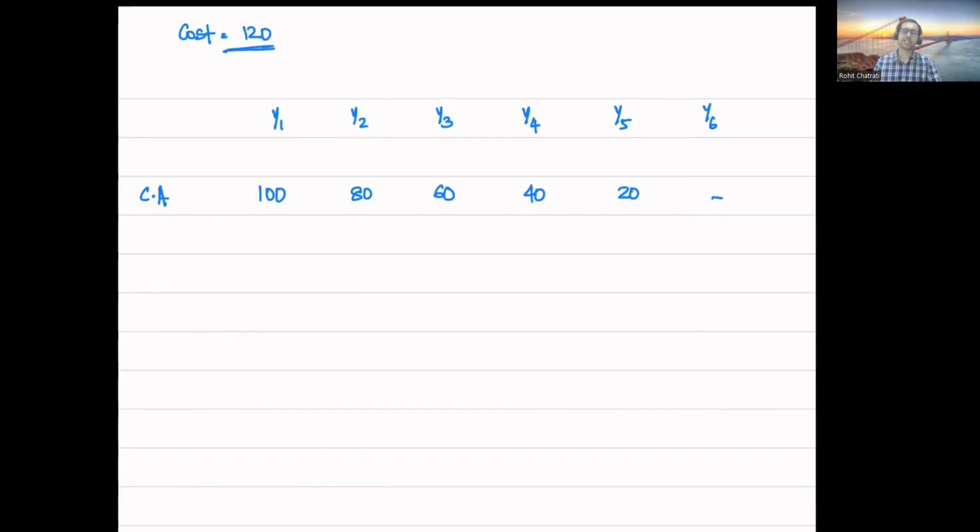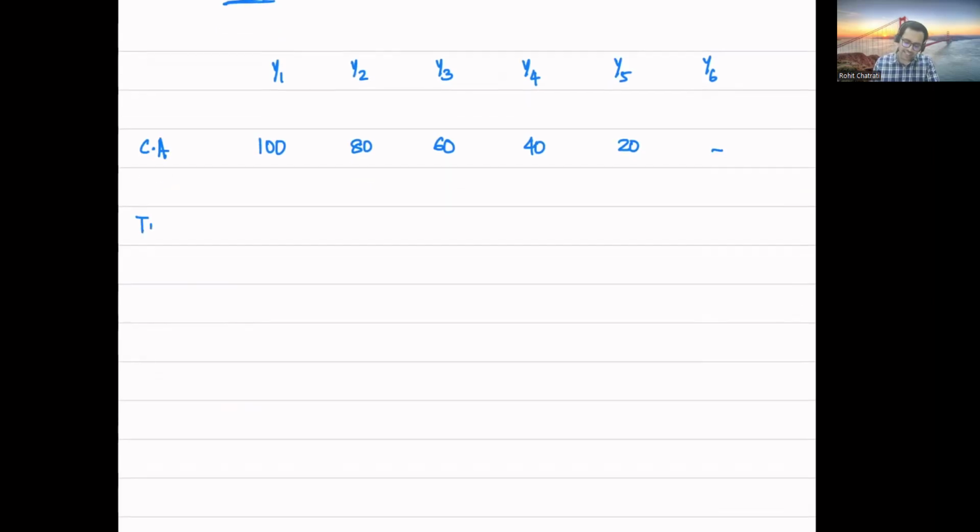The asset was acquired at 120 at the beginning of year 1. So at the end of year 1, we're going to have a carrying amount of 100 because we would have charged a depreciation of 20 rupees for the first year. In the same way, we have an equal amount of 20 rupees depreciation for the subsequent years, and finally the asset goes down to 0 at the end of year 6.